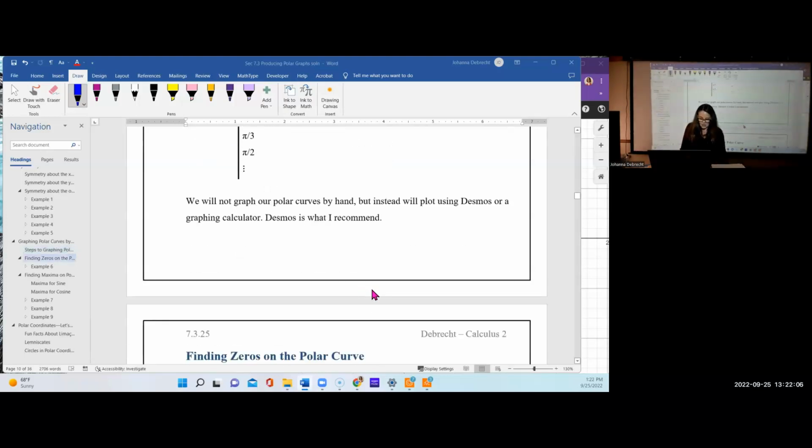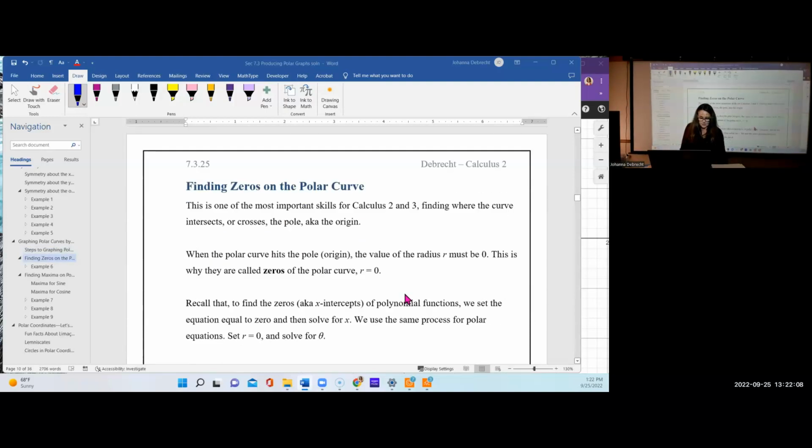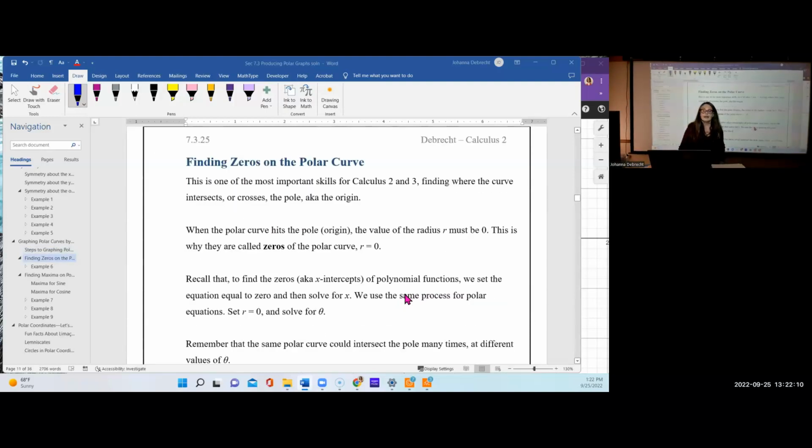So most of the time, we're going to rely on Desmos to do our graphing, but we will do 2 examples today where we graph by hand, just so you can get a feel for what it's like. Just in case some future professor requires you to graph by hand or plot by hand.